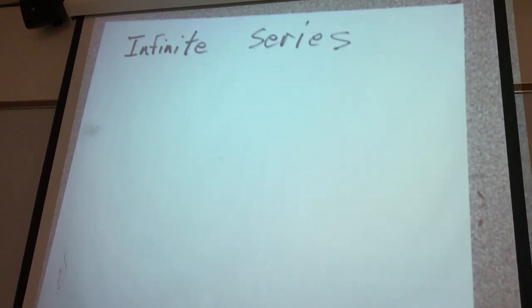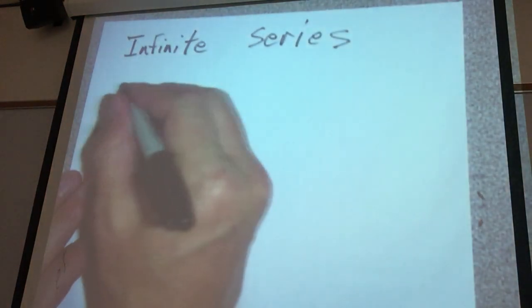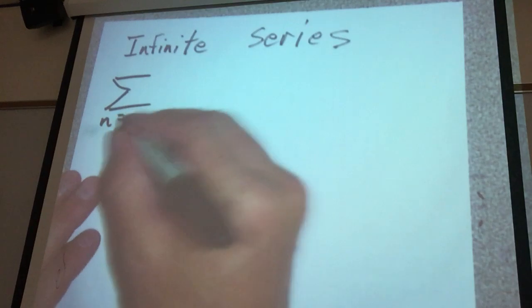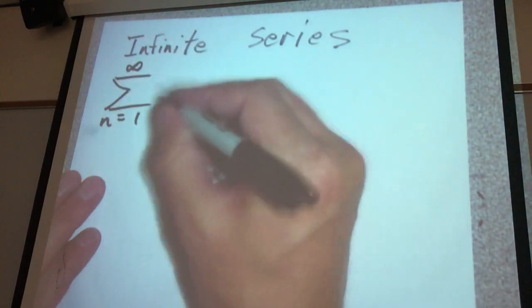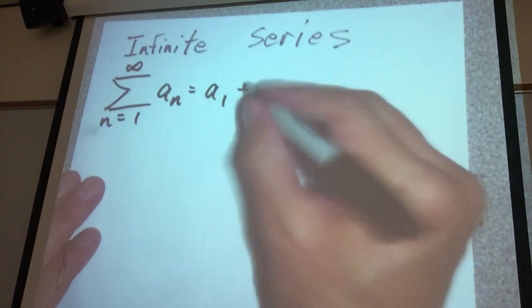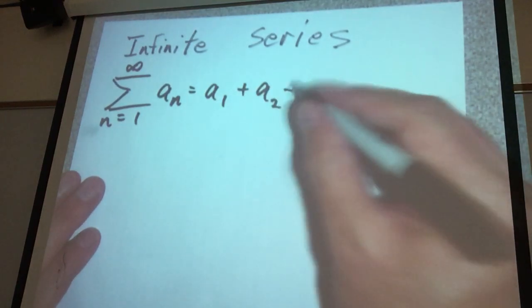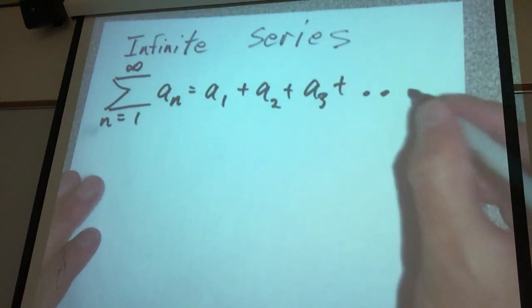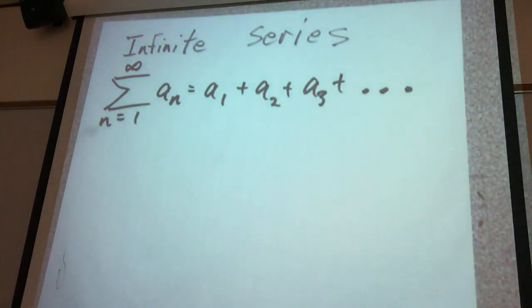Okay, so today we'll be going over infinite series. Okay? So, an infinite series, you can use different types of letters, but we say the sum from n equals 1 to infinity of a sub n, which equals a1 plus a2 plus a3, and then plus dot, dot, dot. That just goes on forever.